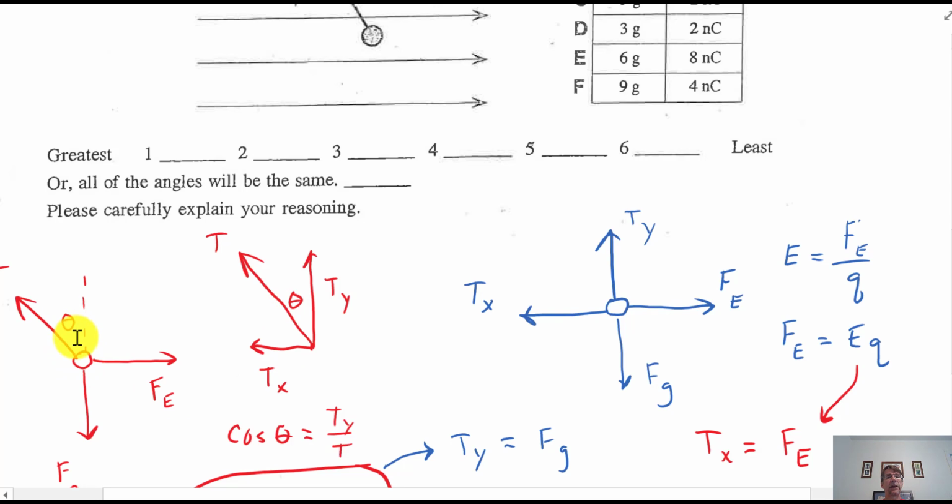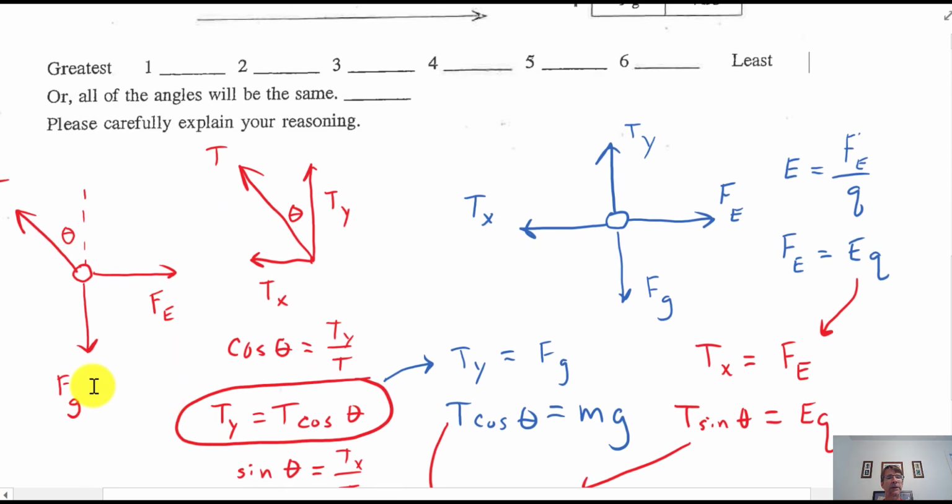That's the same angle as the angle in the diagram if you follow the rules of alternate interior angles from geometry. There's an electrical force to the right, which is trying to make the particle go to the right. And then there's a force of gravity straight down. So there's three forces acting on that charged particle. The force at an angle, the tension T, you have to break up into its components. You could call it F sub T if you want.